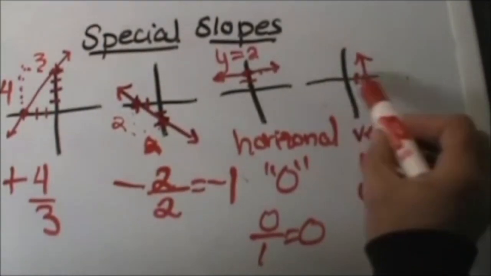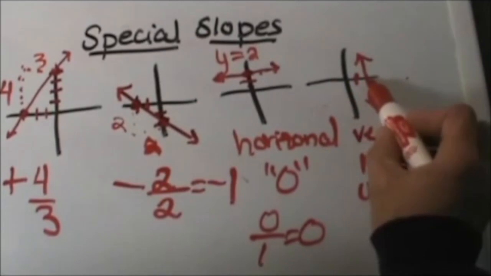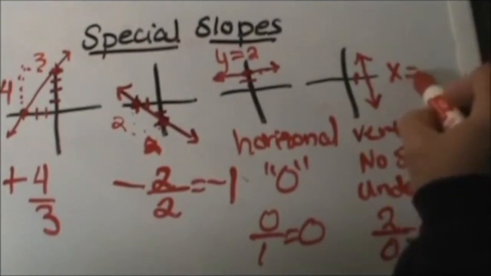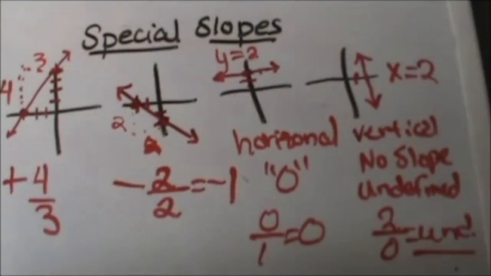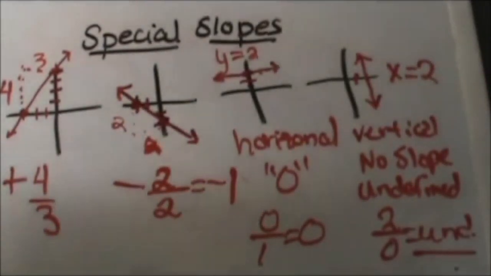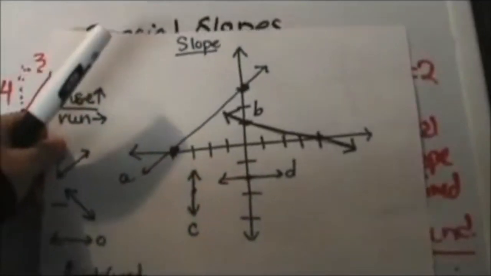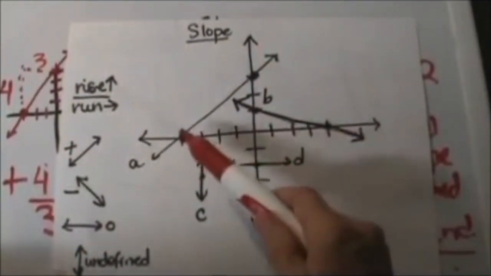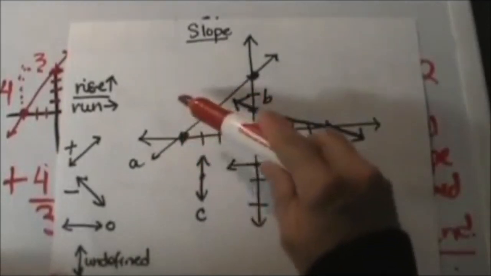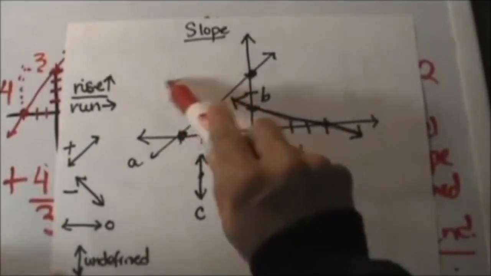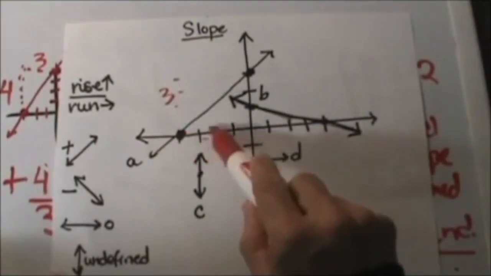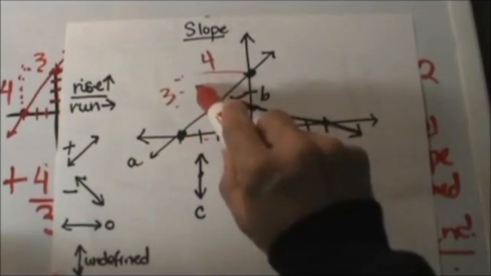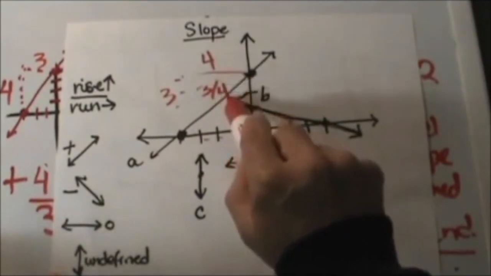Okay? So this one crosses the x-axis at 2, so the equation of that line would be x equals 2, and there's no y value. So let's look at a summary of our slopes. Okay, here's our Cartesian coordinate plane. From A to B, we would count our rise, 1, 2, 3, and our run, 1, 2, 3, 4. So running 4 across. So this slope is 3/4.